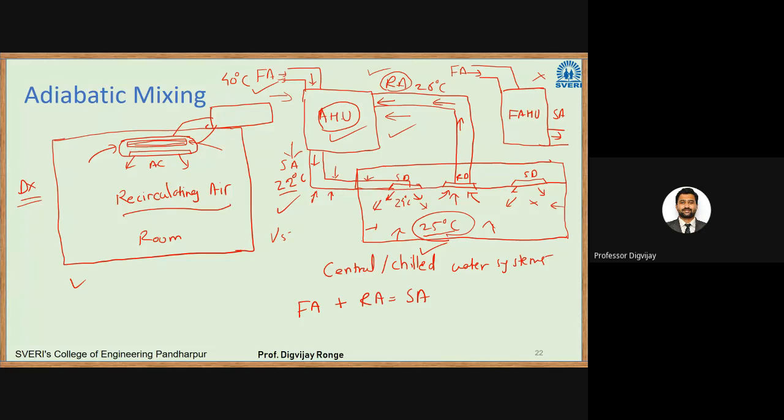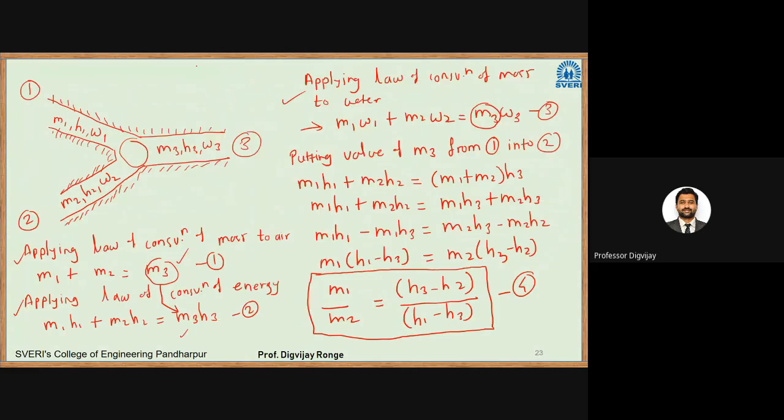Okay. If I show a simpler diagram for that, it will look like this. We have one stream, then we have another stream here. They are mixed together here, then we get a third stream. Right? So if I apply the law of conservation of mass, it will look like this: M1 plus M2 will be equal to M3. Same as previous, fresh air plus return air will be equal to supply air. Then if I apply the law of conservation of energy, we get this equation. If I apply the law of conservation of mass to water, we'll get this equation. Then after simplifying all these equations, I will get this ratio.